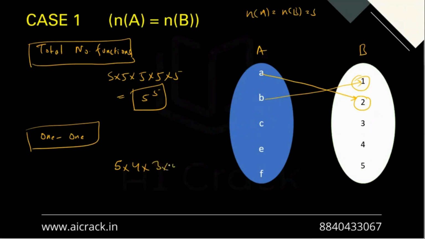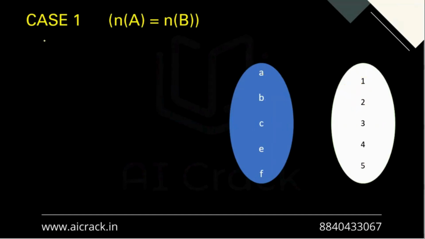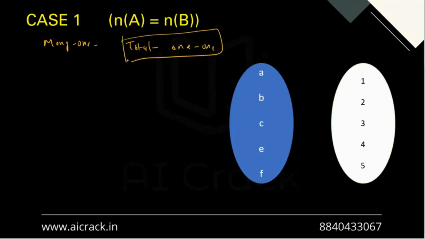So I can easily say that C will have 3 options, E will have 2 options, and F will have 1 option. So that would give me 5 factorial. So we have got 5 factorial one-one functions. Now for many-one, that is very simple. That would be total minus one-one, right? That would be nothing but 5 to the power 5 minus 5 factorial. So these are our many-one functions.